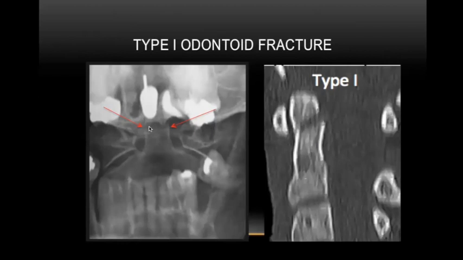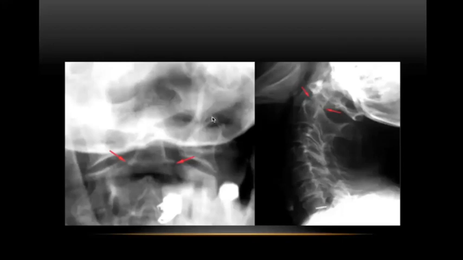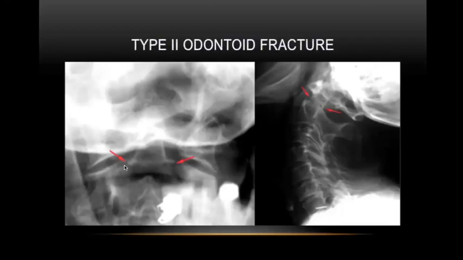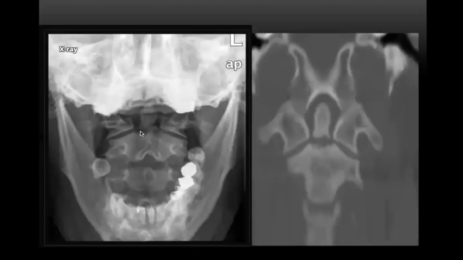Okay, so this is type 1 odontoid fractures. You can see on open mouth view, that's the fracture line. This is the tip, that's the fracture. Okay, this is a dense. This is just showing you on CT, sagittal view. All right. This is type 2 odontoid fracture, which is at the base of the odontoid process, here on lateral radiograph, and this is on open mouth view. Okay, again, type 2 fracture on CT.